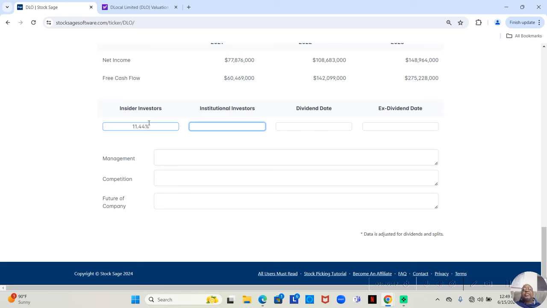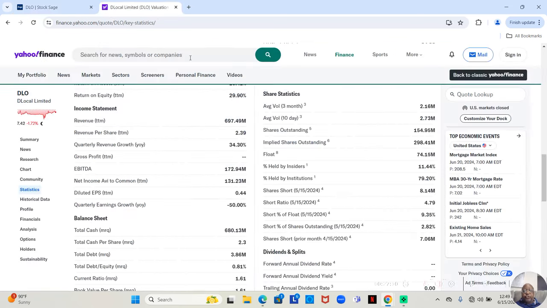Insiders is how many people who work at or are involved with the company actually own shares. And 11.44 is a pretty large percentage. For many companies, that number is under one. So that means a large percentage of people who work at this company really have faith in this company. They believe in this company. And institutions is large banks and institutions, the amount of those who own the stock, 79.20%.